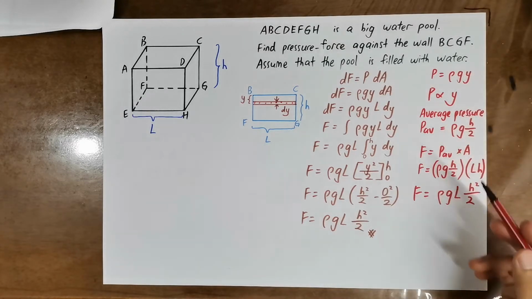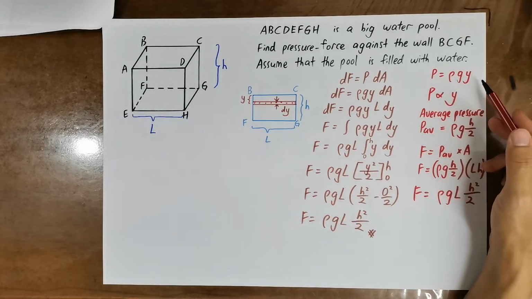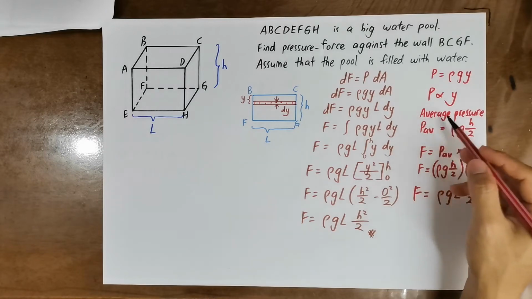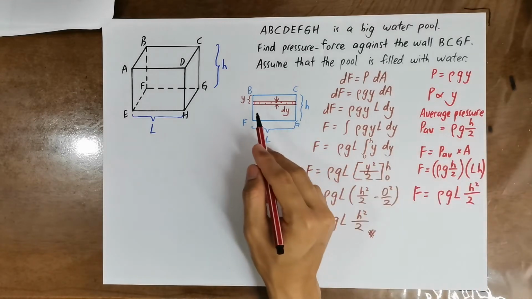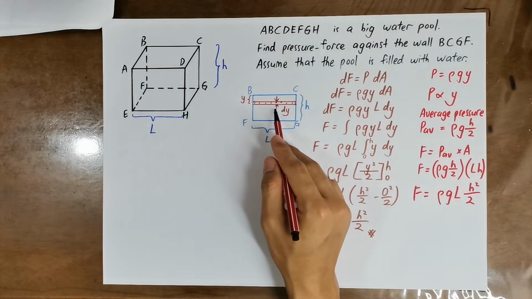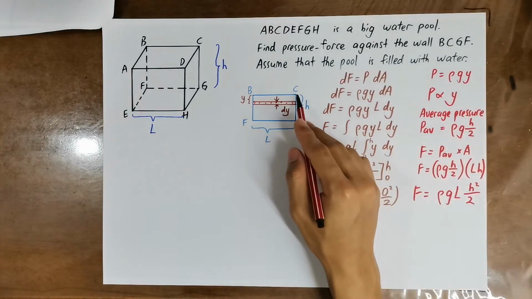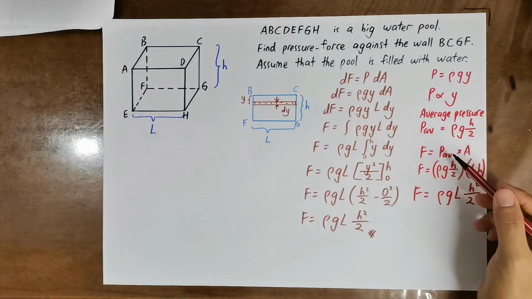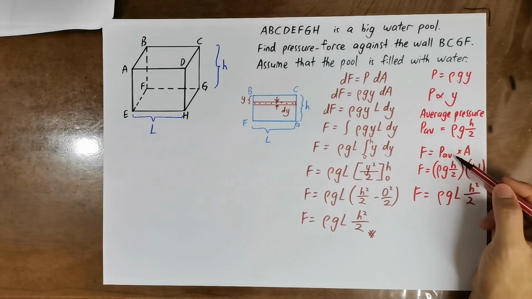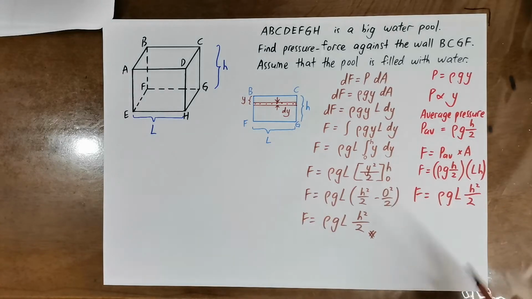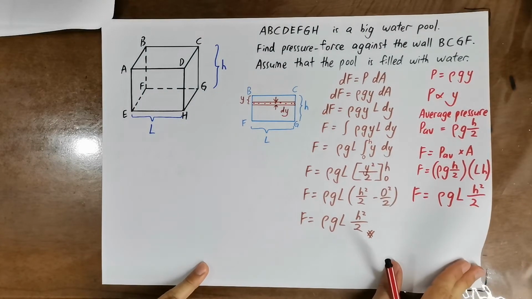However, you can do a shortcut here. You know that the water pressure is directly proportional to the depth of water. The greater the depth of water, the greater the water pressure you feel. So you straight away say that the average pressure, which is the pressure acting right in the middle of the wall, is rho gh over 2, because here is h over 2. So the force is the average pressure times the whole area, and the whole area is L times h. Therefore, you can still arrive at the same formula.